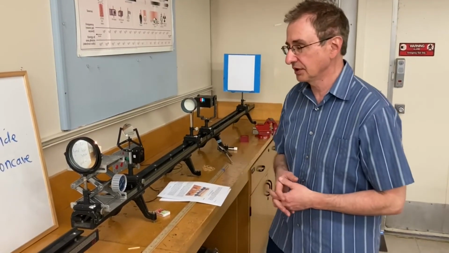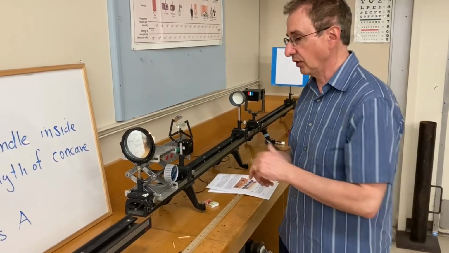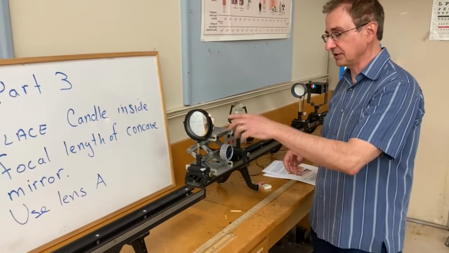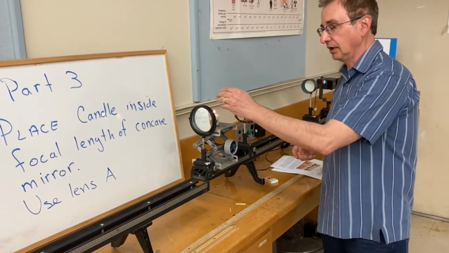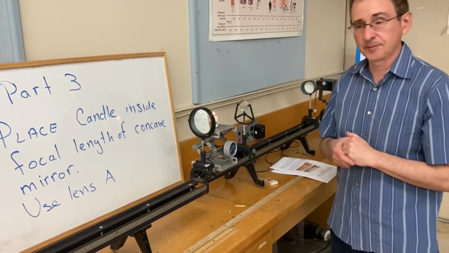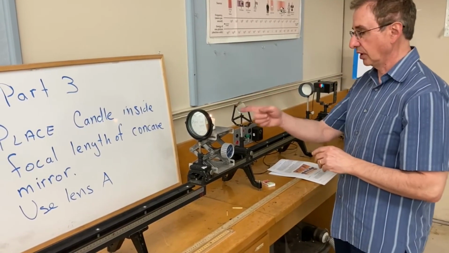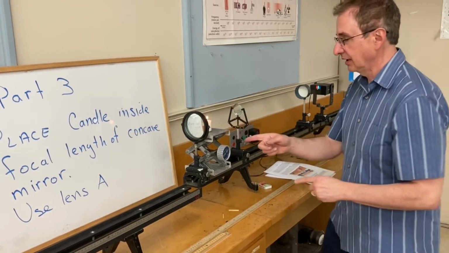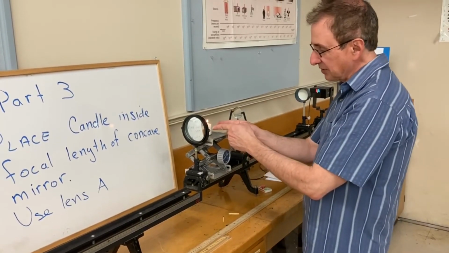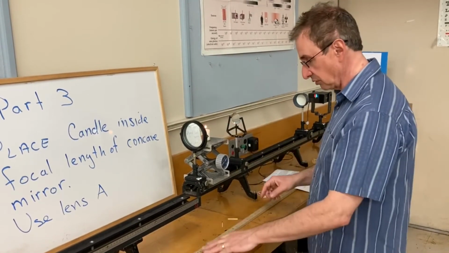All right, so for part 3, we're going to use a candle for an object. We're going to take a candle and place it within the focal length of the concave mirror, and we will also use lens A. So we're going to place this candle inside the focal length of the mirror, and you're going to have to measure that distance as best you can with the ruler.